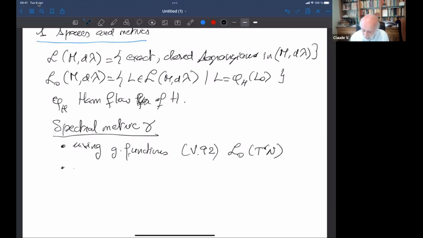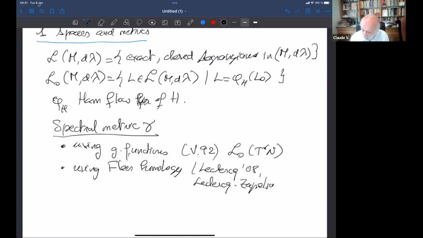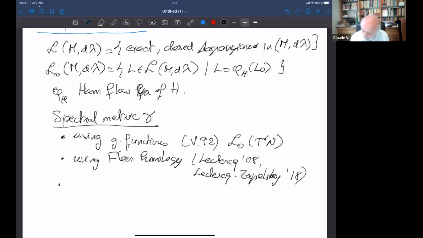It was also done using Floer homology by Leclerc, that was in 2008, and Leclerc-Zapolsky more recently, I think it was 18, and that's on L0 of M d lambda, which means that you define gamma of L1, L2 for L1 and L2 Hamiltonianly isotopic.